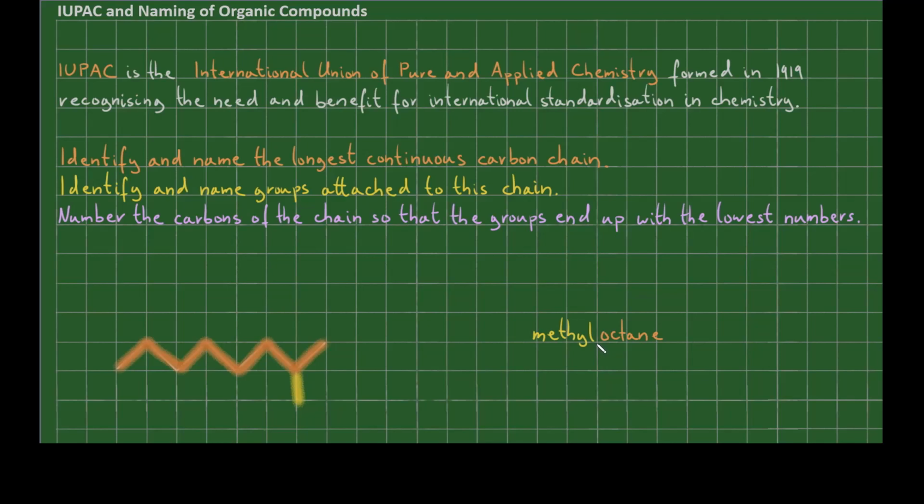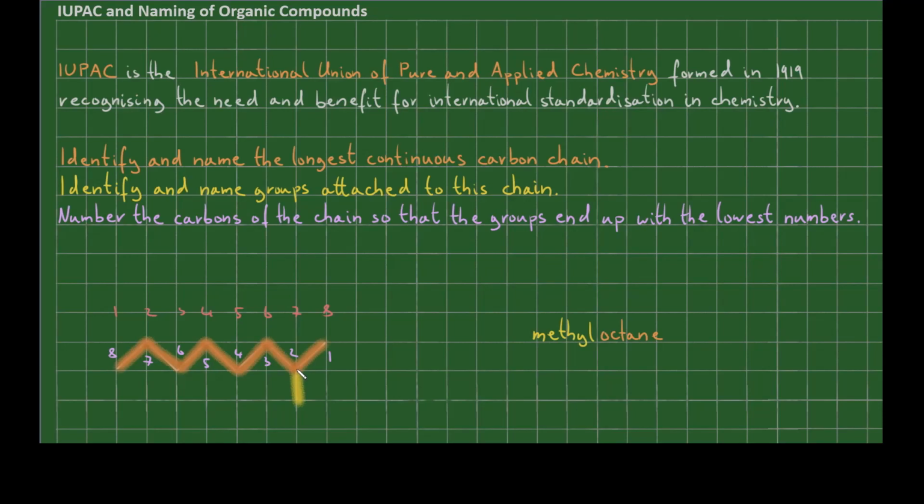What does this mean? If I number it from left to right, it would be 1, 2, 3, 4, 5, 6, 7, 8. This way, the methyl group appears to be on carbon number 7. However, if I choose to number this chain from right to left, I will have 1, 2, 3, 4, 5, 6, 7, 8. And now the methyl group is on carbon number 2.